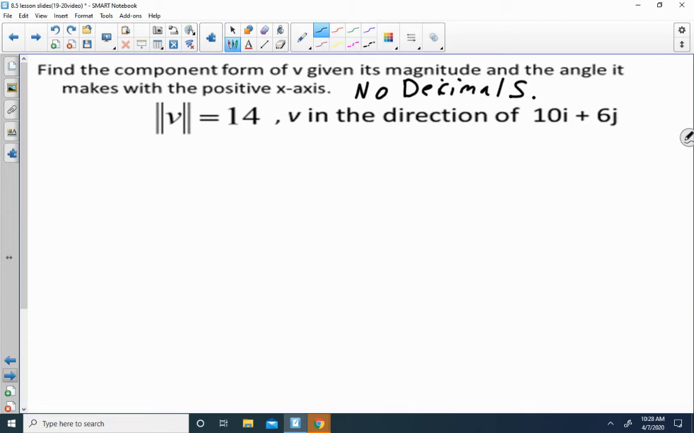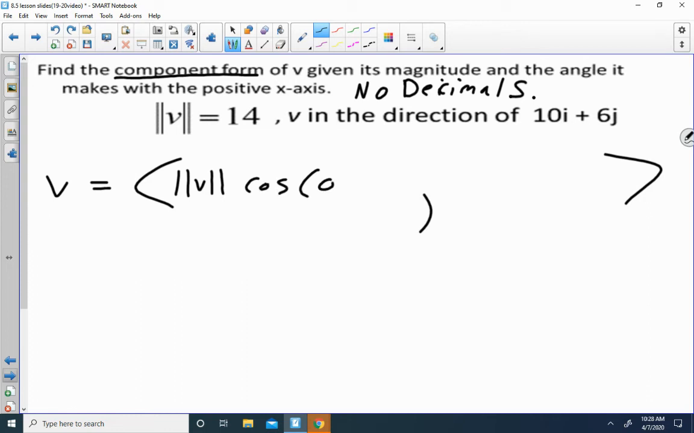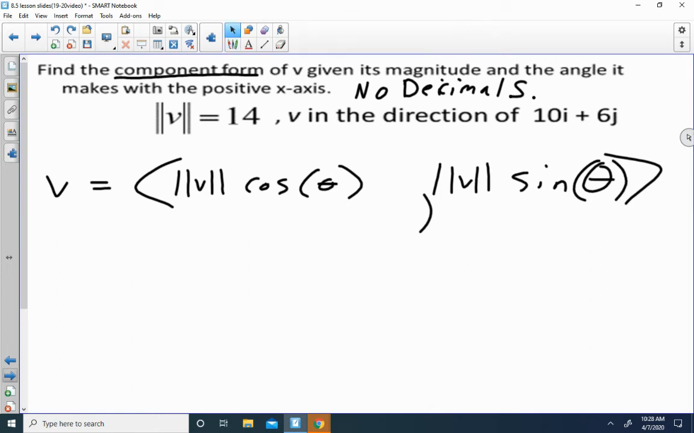So, now remember, the instruction says to find the component form. Or in other words, we need to find this vector. And remember, the formula from the previous slide to find the component form is this. Absolute value of v times cosine, absolute value of v times sine. Now, we have the magnitude. The magnitude they give us is 14, so that's fine. But they don't give us an angle.